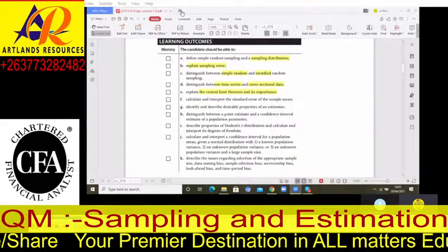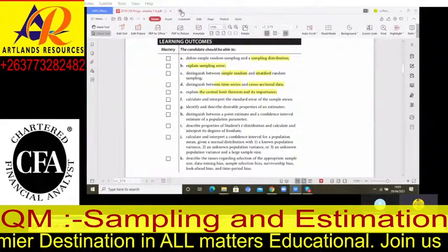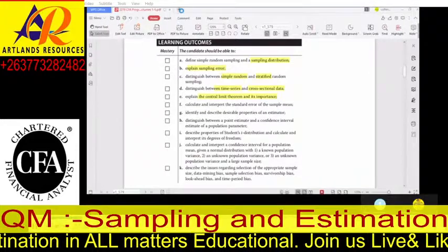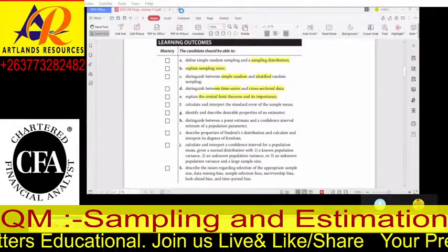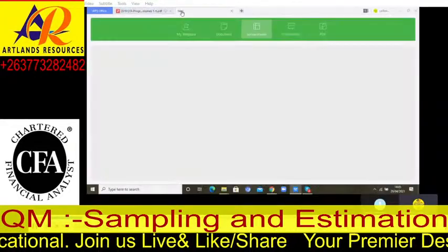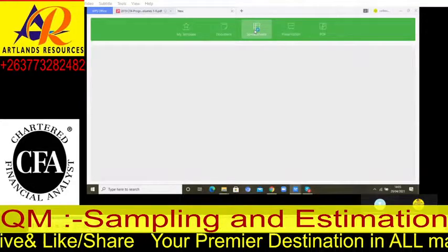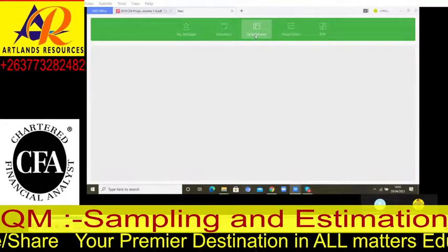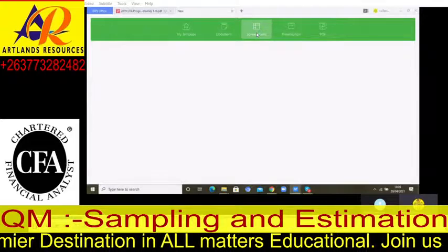And let me open my Excel here so that some of the things I will be demonstrating with figures. Allow it to open. Shortly, it's opening.